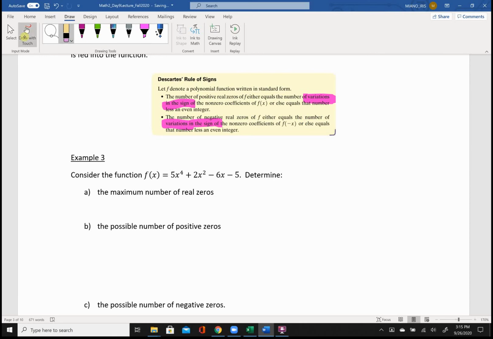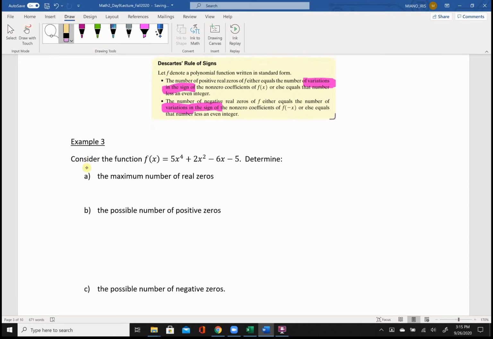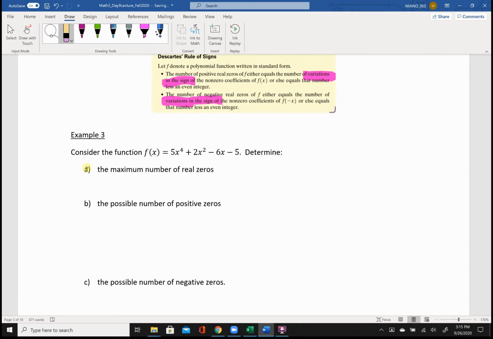So let's go ahead and bust out this fun little game here on a new function. First, tell how many real zeros we can expect. Well, what's the degree of this function? It's degree 4. So degree equals 4. So 4 is the maximum number of real zeros we can expect.